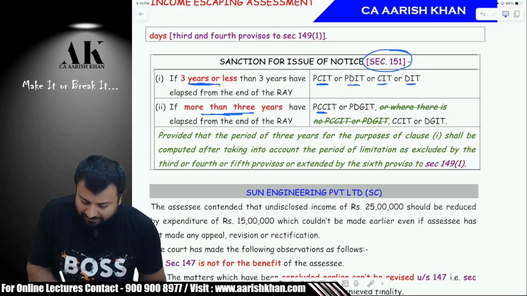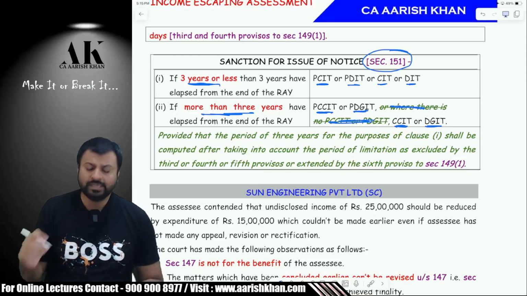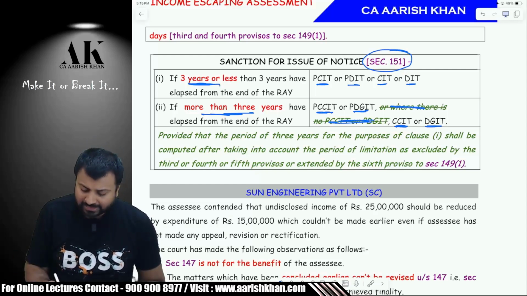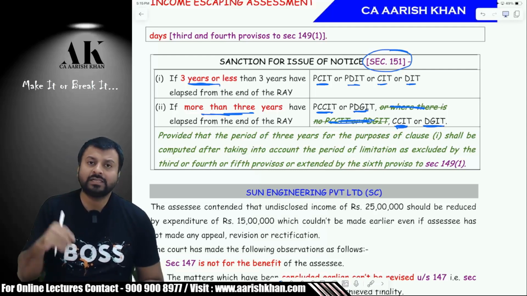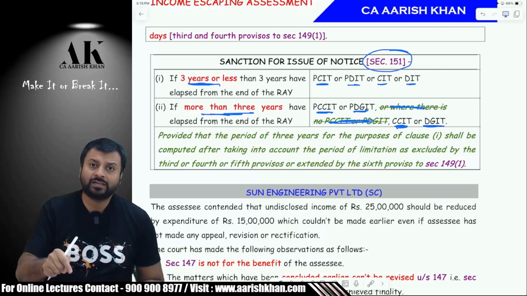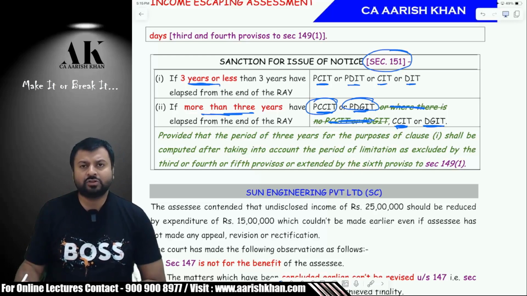the notice will be sent by Principal Chief Commissioner, Principal Director General, and this is deleted by Finance Act 2023, or Chief Commissioner or Director General. Okay, only these four authorities. Earlier it was written that if Principal Chief Commissioner or Director General is not there, then CIT or Chief CIT or Director General can give. Now even Chief CIT or Director General can send you notice even in the presence of these two people. Even in the presence of these two people, they can send you the notice.